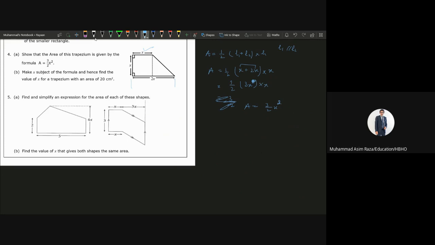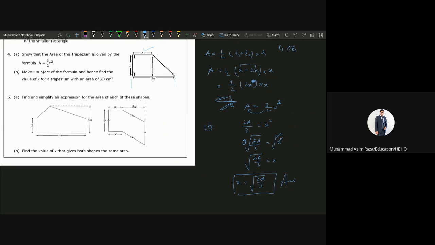Now look at part B. In this part B, it says make x the subject of the formula. So that's very much easier. Just take 2 over here and it will become 2A over 3 is equal to x square. Now you take the square root of 2A over 3 and the square root of x square. This will cancel out and you will have x equal to the square root of 2A over 3. Do you understand this? Yes, sir. Are you sure? Yes, sir.